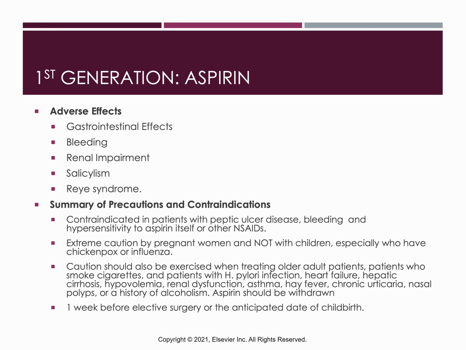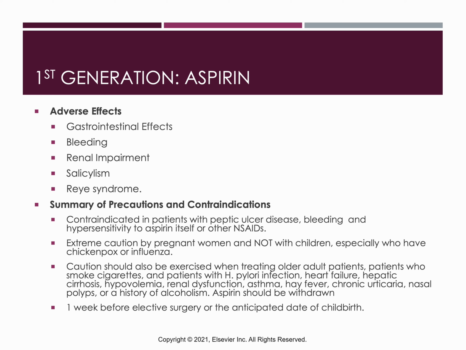So let's summarize the precautions and the contraindications now. Remember, we don't want to give aspirin to patients with a known GI disorder like peptic ulcer disease or a known bleeding disorder like hemophilia or vitamin K deficiency. We don't want to give it to any patient that already has a known hypersensitivity to aspirin. Additionally, we want to use it extremely conscientiously in pregnant women and children who may have chickenpox or influenza, because it may have an effect towards Reye syndrome.